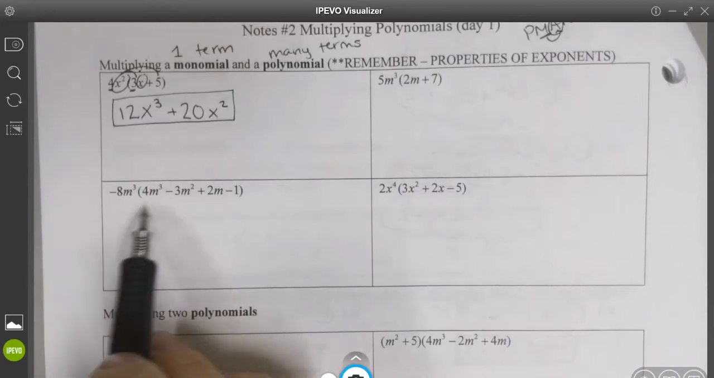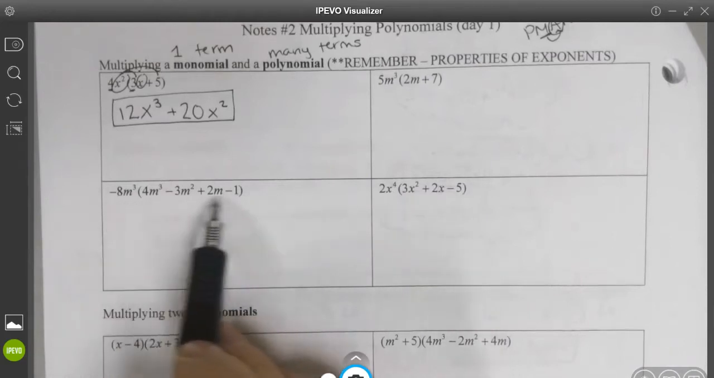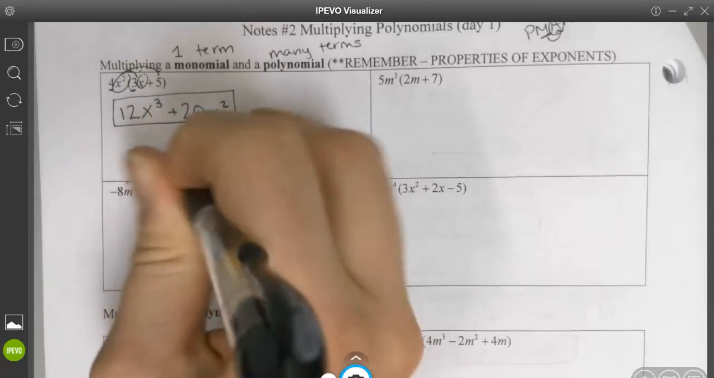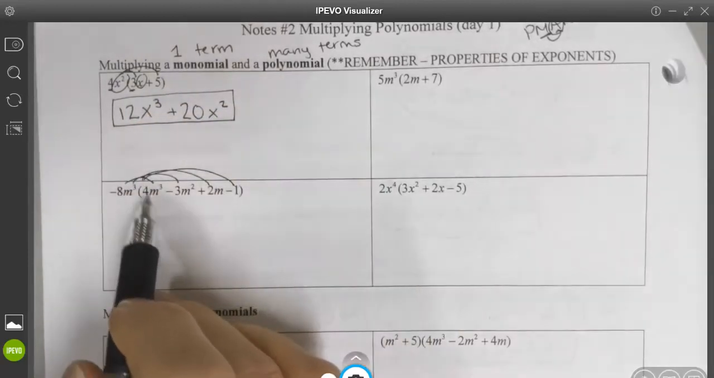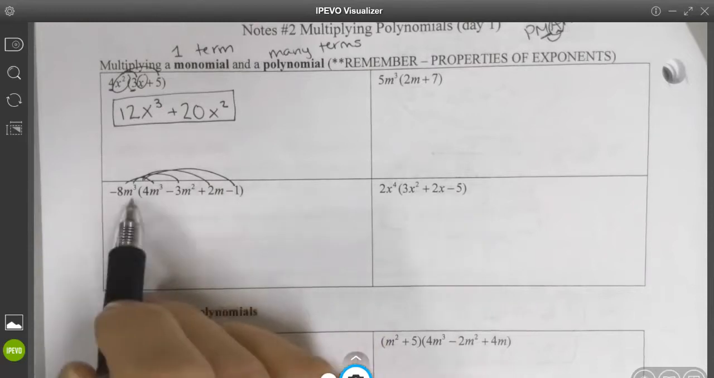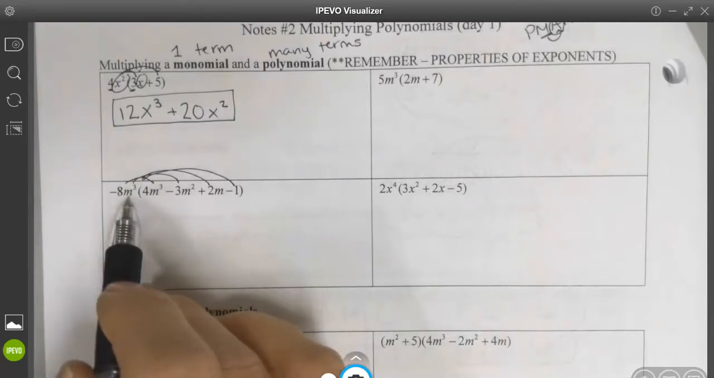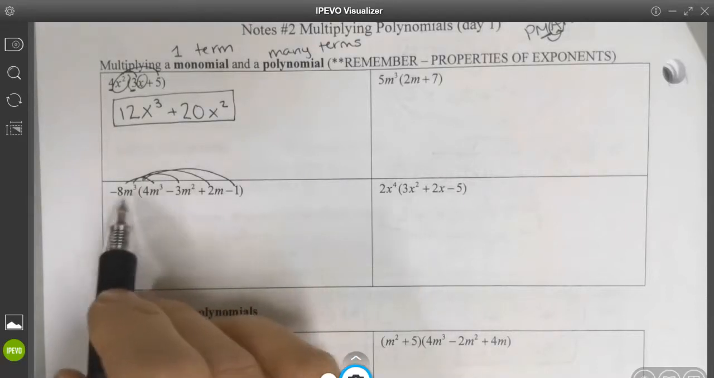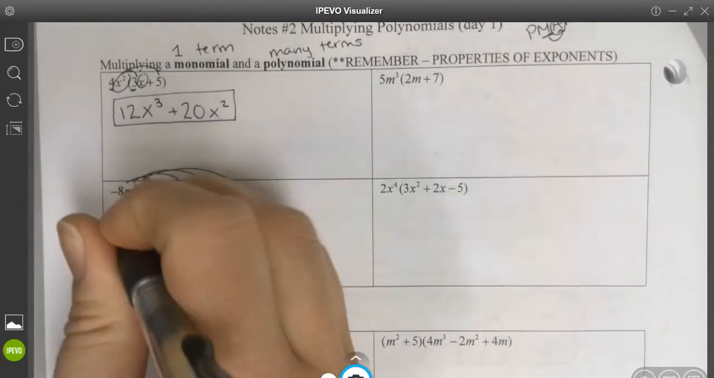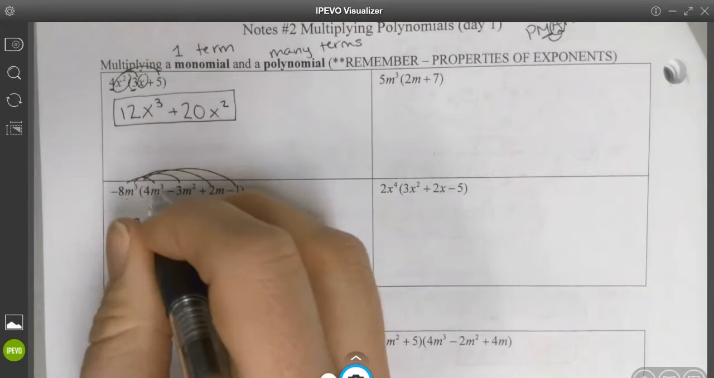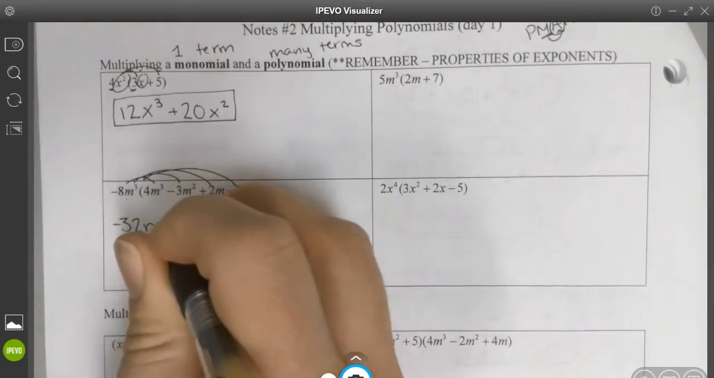Let's look at the one below that. So a lot more going on here. We have to be really careful about that negative in front of my integer. So this negative 8m cubed is going to distribute through to all of these terms. And for my coefficients, I'm multiplying as always. And for my variables, I'm using properties of exponents. So negative 8 times 4 is negative 32. M cubed, adding exponents, m to the 6.